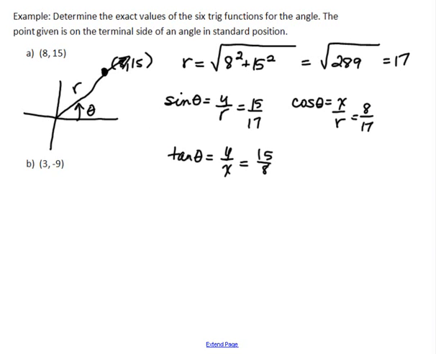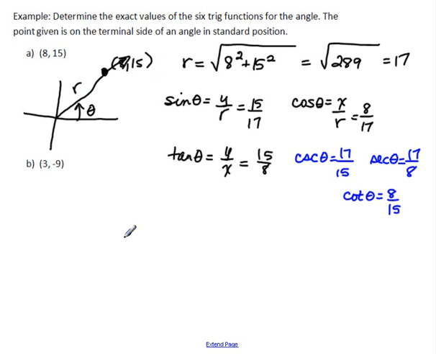Then we can do the reciprocal functions. Let me change the colors here. Cosecant of theta is a reciprocal of sine, so that would be 17 over 15. Secant of theta is a reciprocal of cosine, which is 17 over 8. And lastly, cotangent of theta is 8 over 15. So knowing a point on the terminal side, we can determine what the trig functions are for that angle.